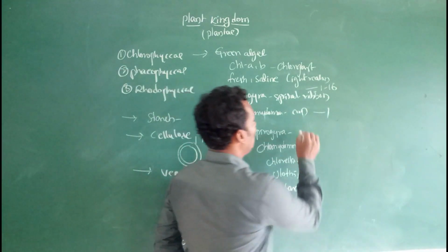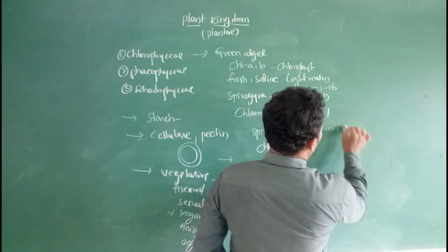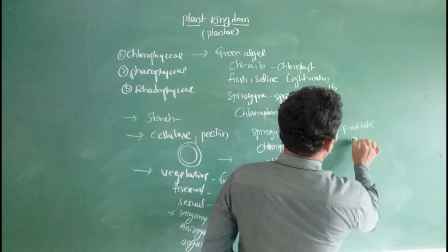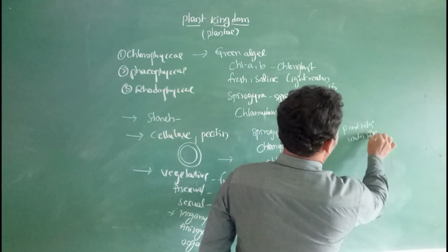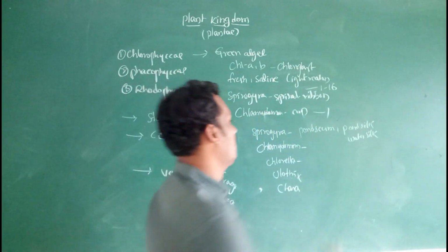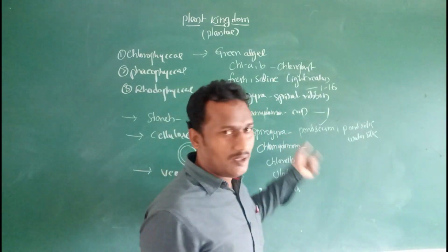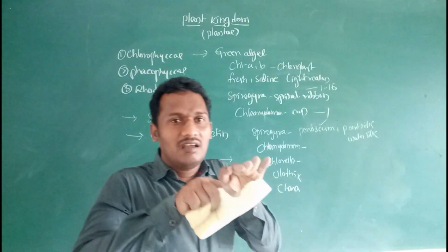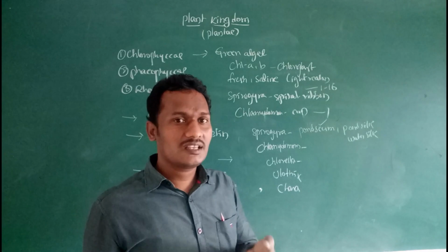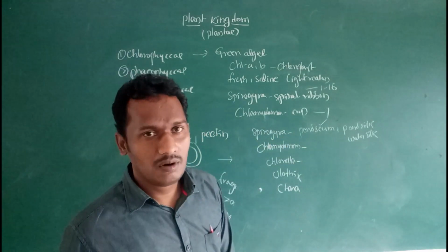Spirogyra is known as pond scum, pond silk or water silk. Why is it known as pond scum? Because these Spirogyra members float on standing water, supported by bubbles of oxygen. That's why it is known as pond scum.